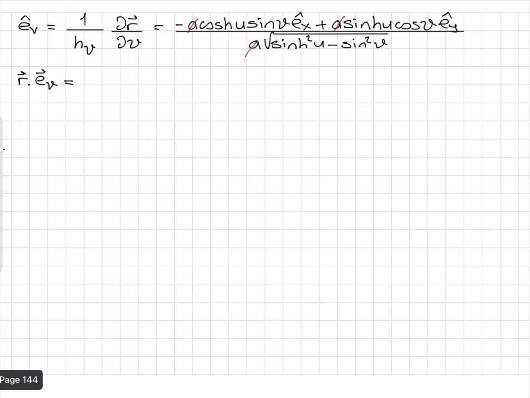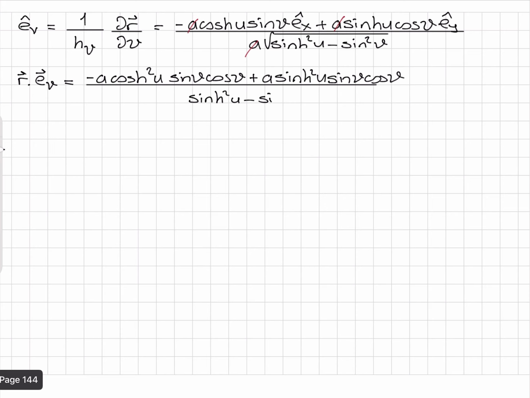So this will give me minus a cosine hyperbolic squared u sine v cosine v, and then plus a sine hyperbolic squared u sine v cosine v, divided by square root of sine hyperbolic squared u minus sine squared v.